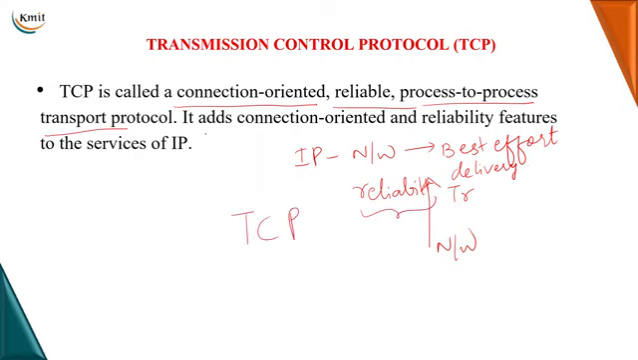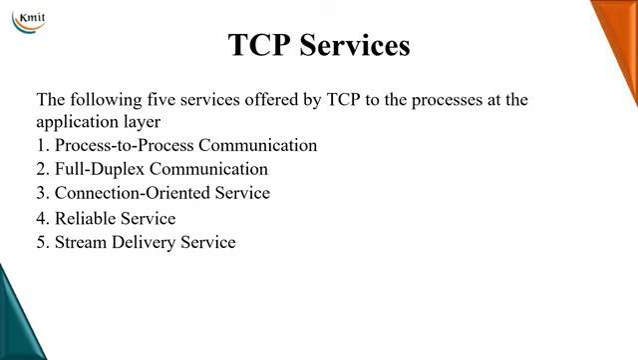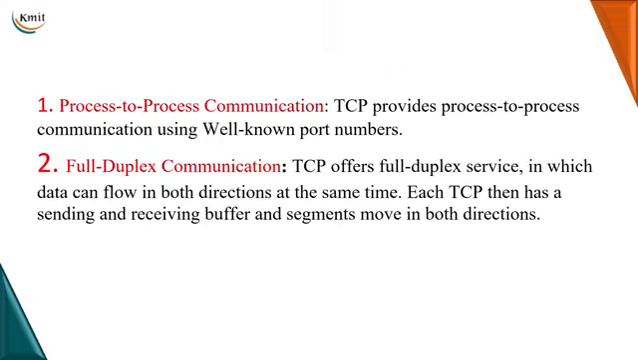So you underline this. TCP adds connection-oriented and reliability features to the services of the IP protocol. What are those services that TCP provides to the processes at the application layer? Process-to-process communication. The transport layer is responsible for communication or delivery of packets from process to process using the well-known port numbers. It provides full duplex communication.